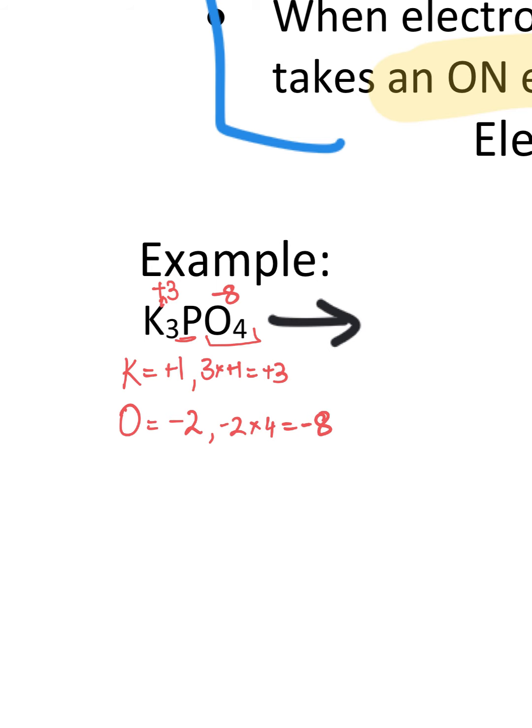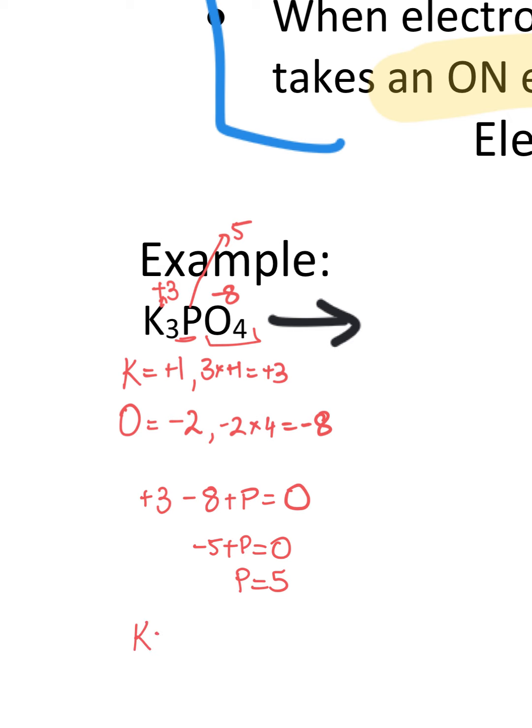Now, the P, the phosphorus, is what we don't know. We know all of this adds up to 0. So we've got +3 minus 8, so we're at -5, plus P equals 0. That means phosphorus is +5. So yay, that's our answer.